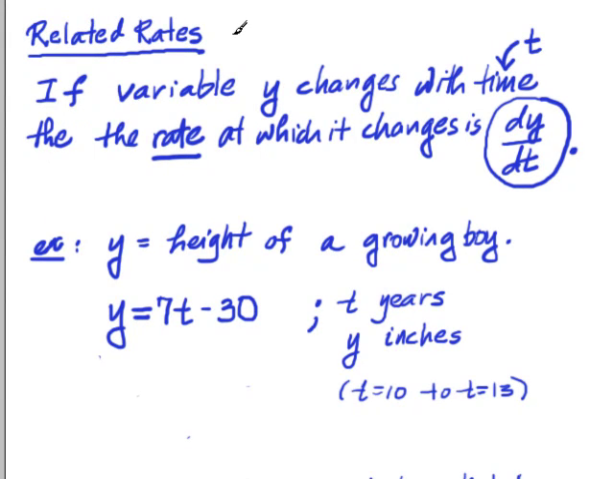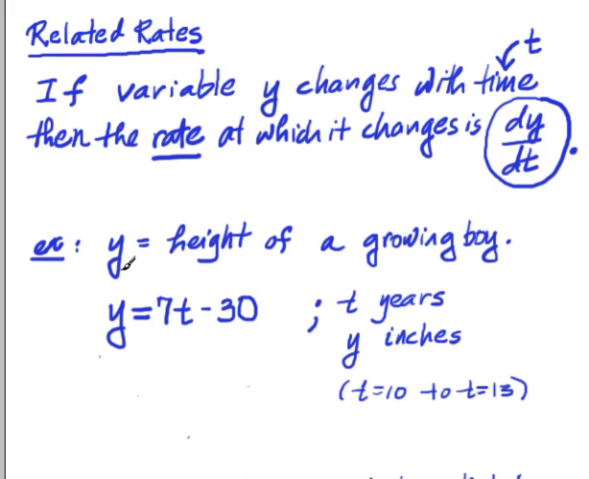Now we're going to start talking about related rates. All right, so if we have a variable y and y changes with time, then the rate at which it changes is dy/dt. All right, so let's look at an example of a variable that changes with time.